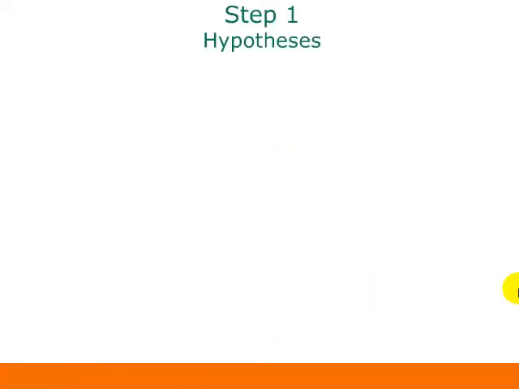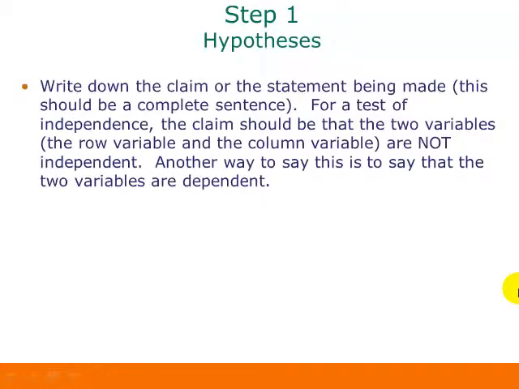All right, when we're doing the hypothesis test, step 1 is writing the hypotheses. So as usual, we're going to write down the claim or the statement being made. For a test of independence, we're going to write the claim to be that the two variables, that is the row variable and the column variable, are not independent. Another way to say this is that the two variables are dependent or that they're related.